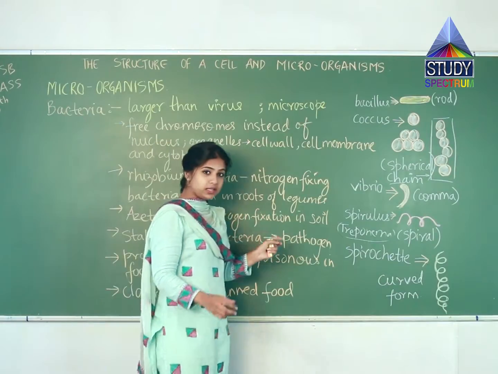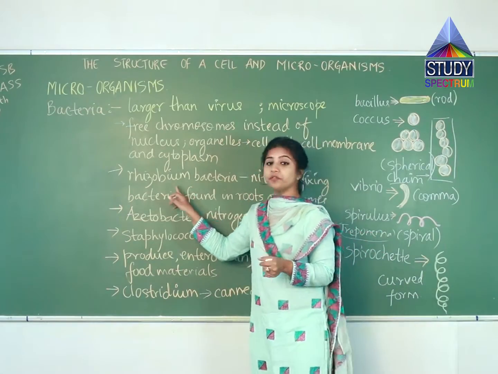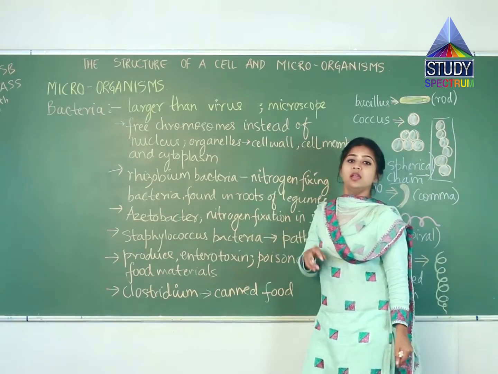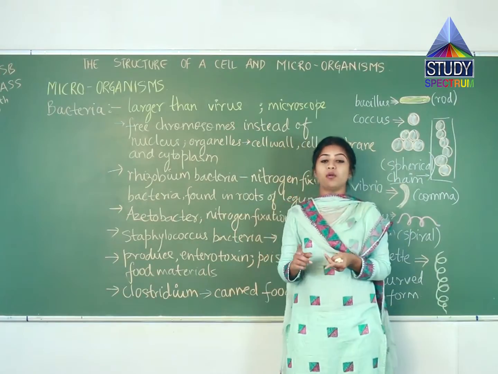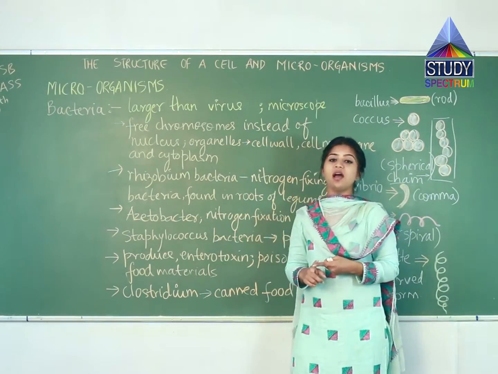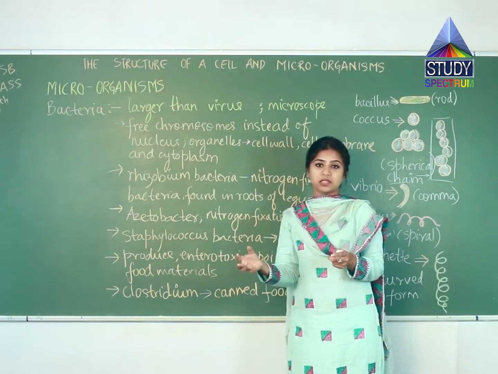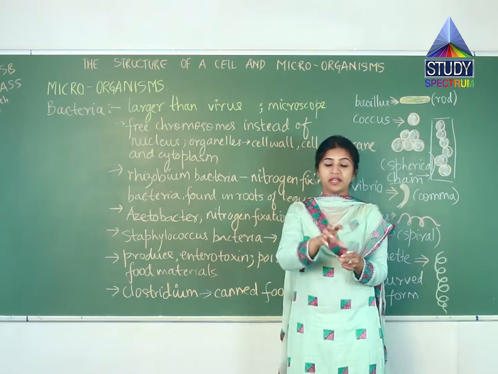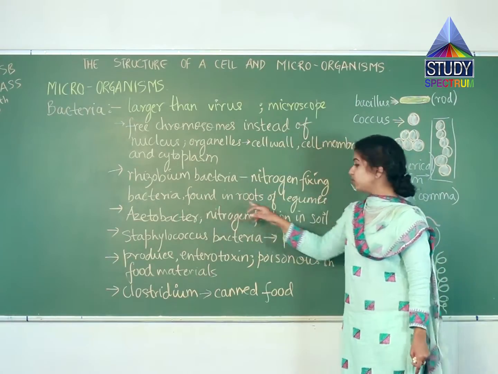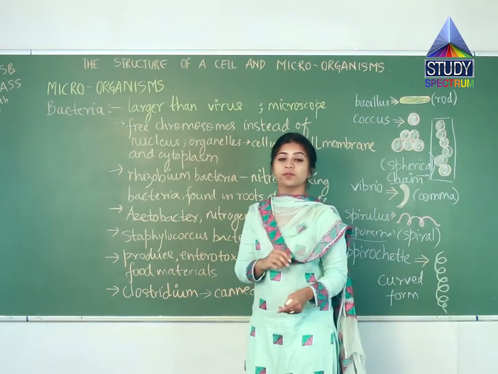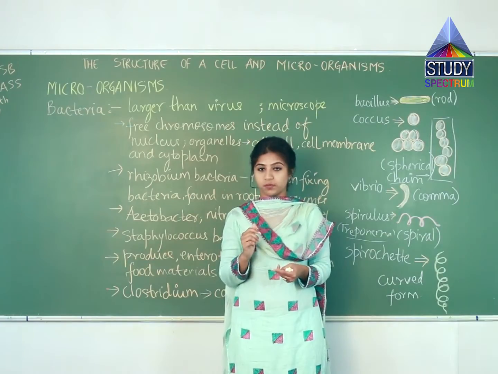So the next point is we'll learn a little bit more about the types of bacteria that are present. The first type of bacteria is the Rhizobium bacteria. Now, these Rhizobium bacteria, I told you, are of the bacillus shape. Now let's understand their functions. Their functions are that they help fix nitrogen in leguminous plants, and this fixation is carried out in soil. So Rhizobium is a nitrogen-fixing bacteria found in the roots of leguminous plants or legumes. Leguminous plants like peas, that's one example.